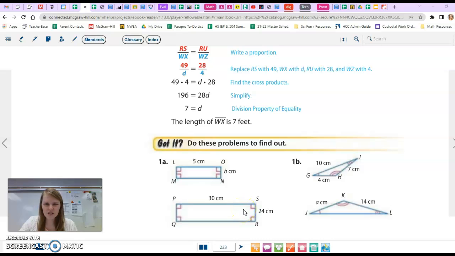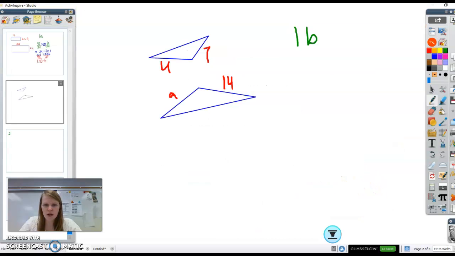Let's take a look at 1B now. I'm seeing these two triangles here, a smaller one and a larger one. Let's see what matches up. It looks like we're solving for A, that's the side length, and it looks like A and 4 match up, 14 and 7 match up. So let's go ahead and write those down here. I'm going to put those into proportion.